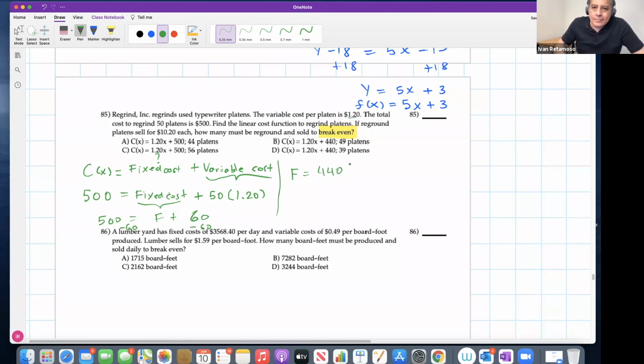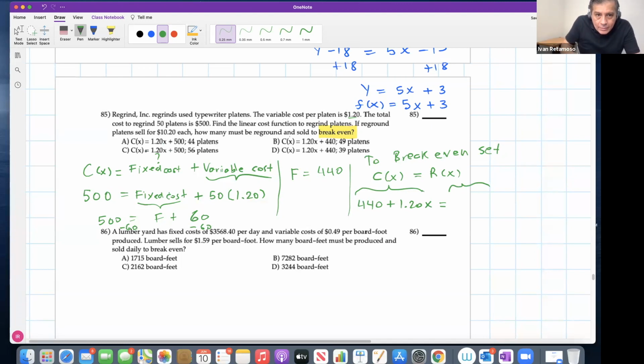Now to break even, this is the condition. Set cost function equal to revenue function, right? So the fixed cost was 440, so then what should be the cost function? Cost function will be 440 fixed cost plus variable cost in general, 1.20 times X, where X represents the number of items that we're going to produce. This is the cost function. Revenue function, they say that they're going to sell each reground platen for $10.20.